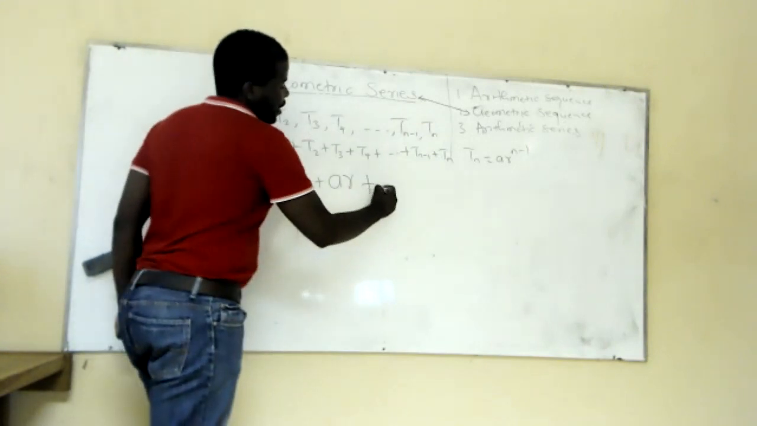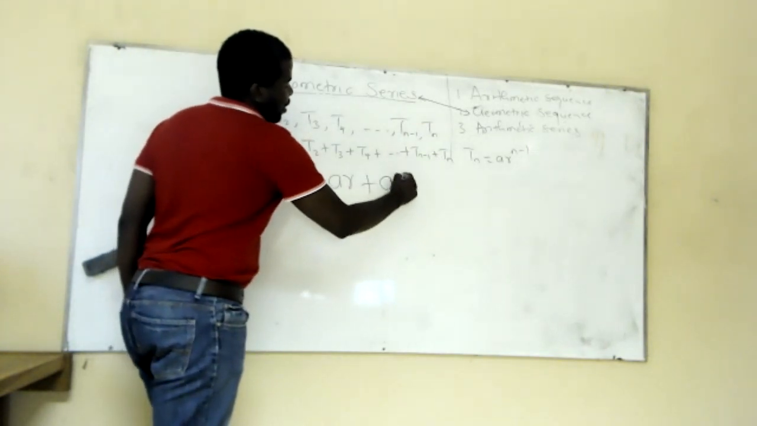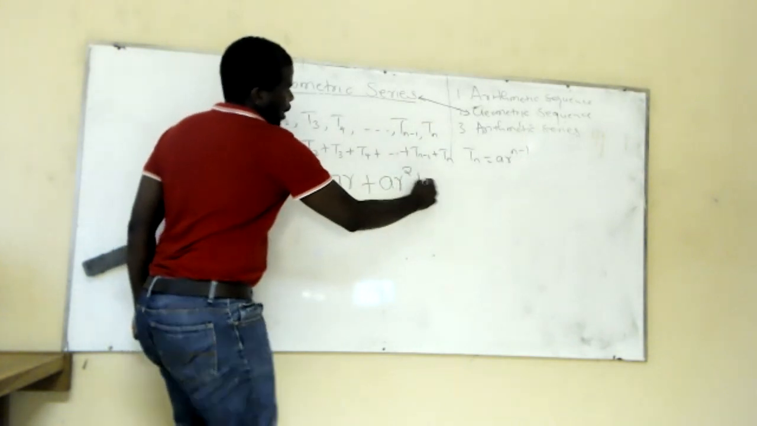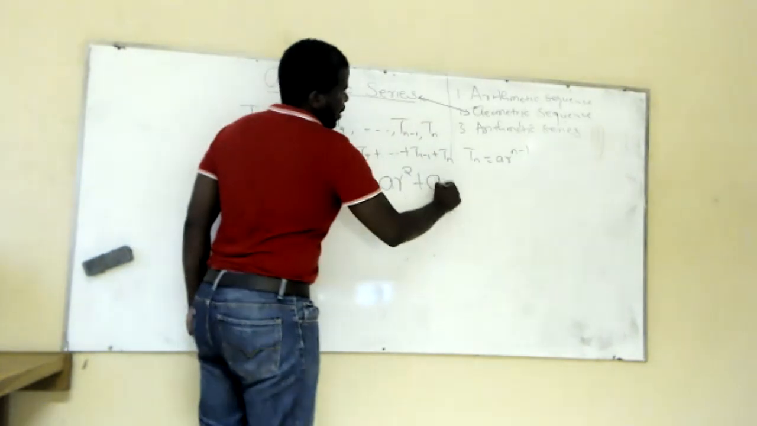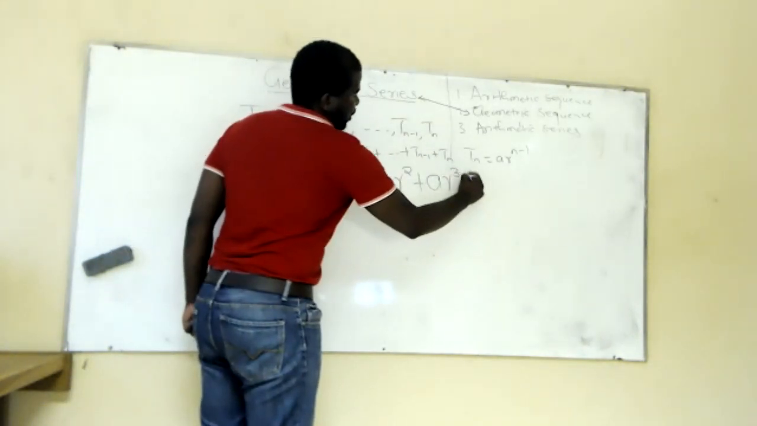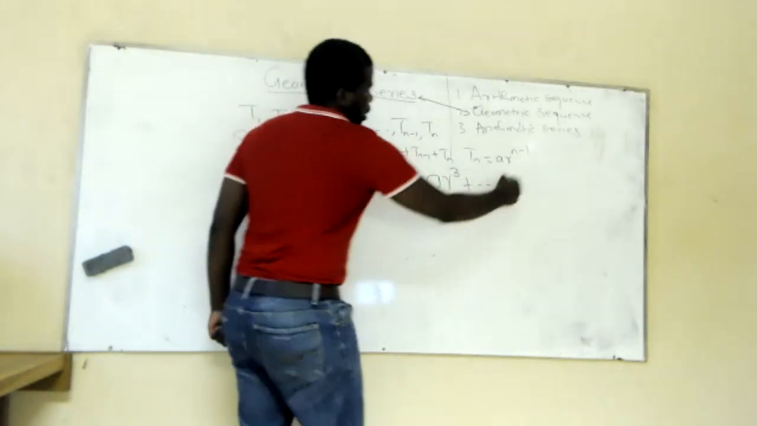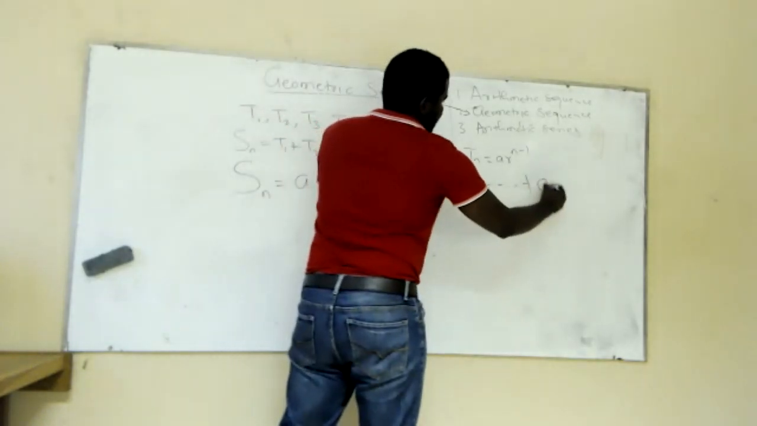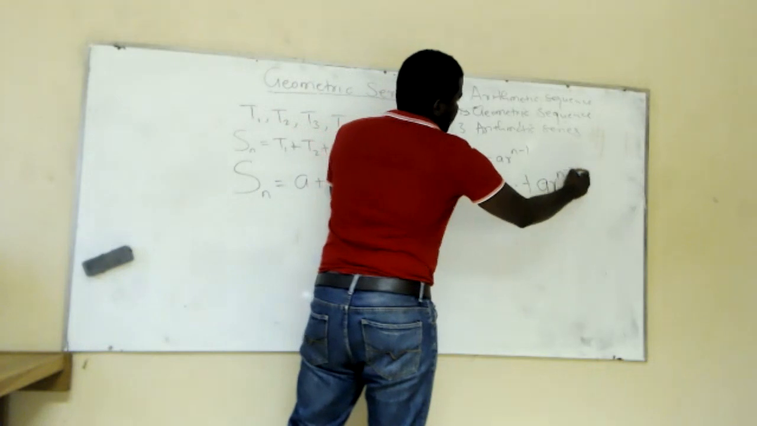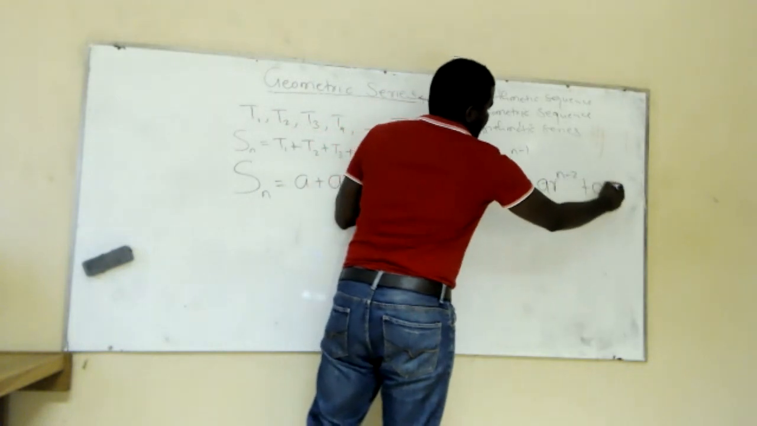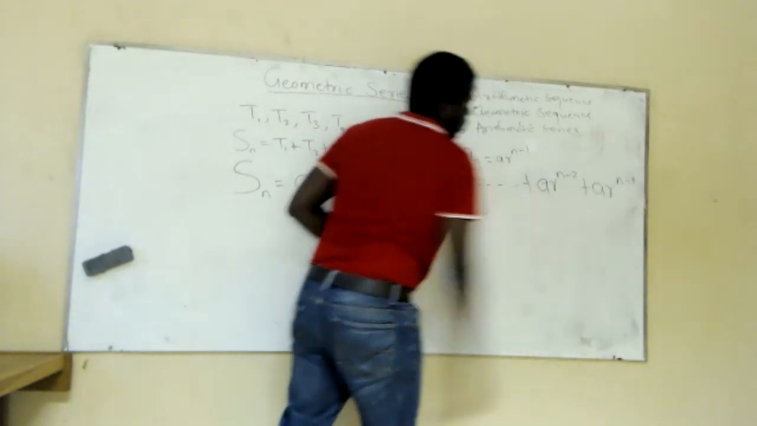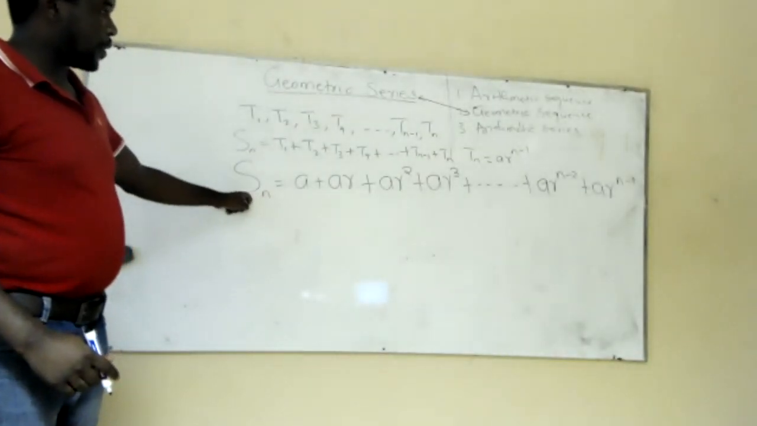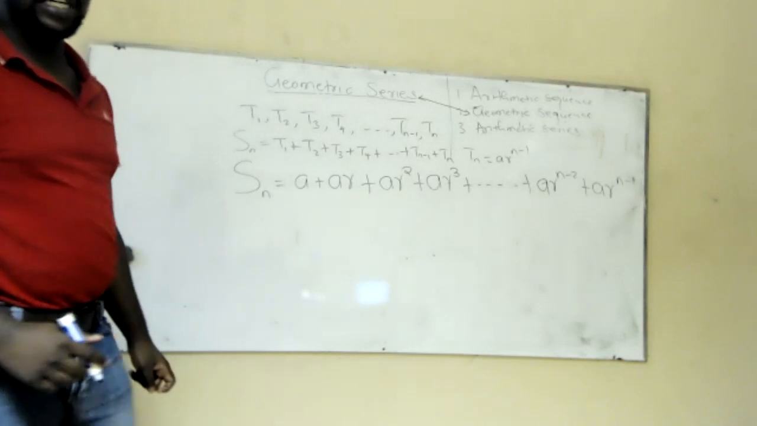And then for the third term, we're going to have ar to the power of 2. And then for T4, we're going to have ar to the power of 3 plus dot dot dot. We go to the second last term, which in this case we're going to replace by ar to the power of n minus 2. And then the last term is ar to the power of n minus 1. Do you see what I have on the board? The expression I wrote just now.